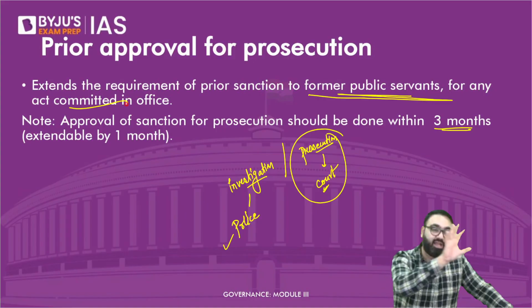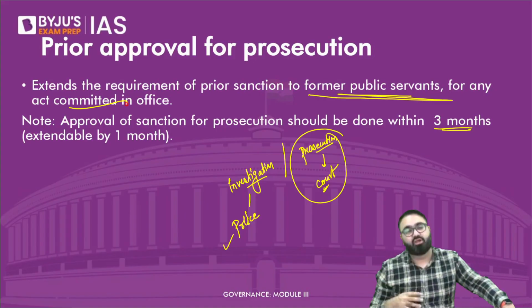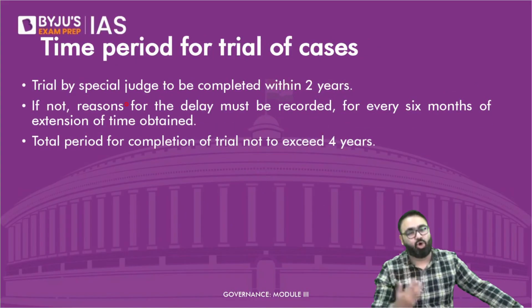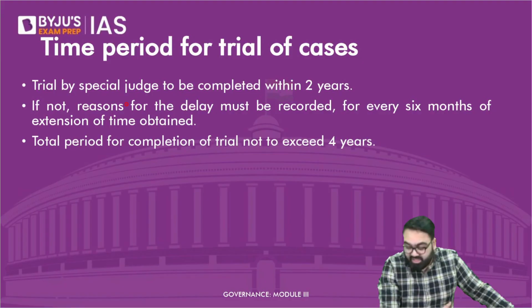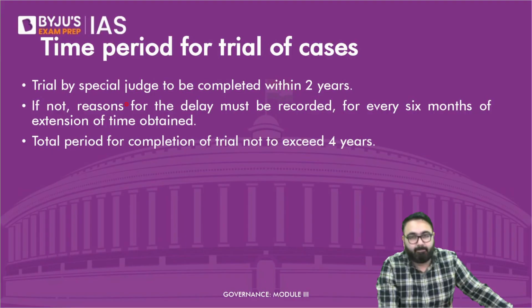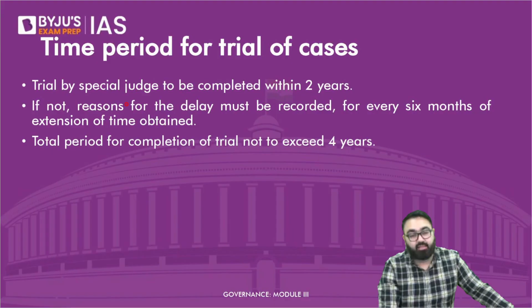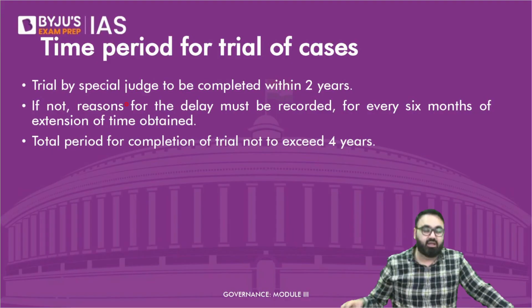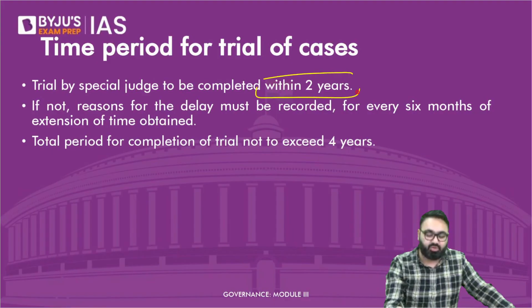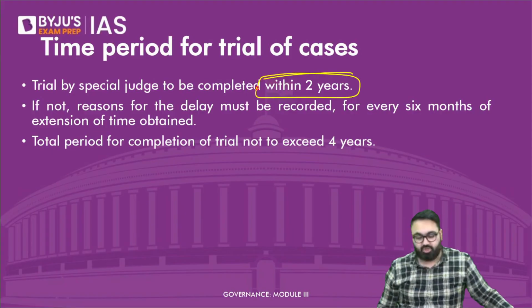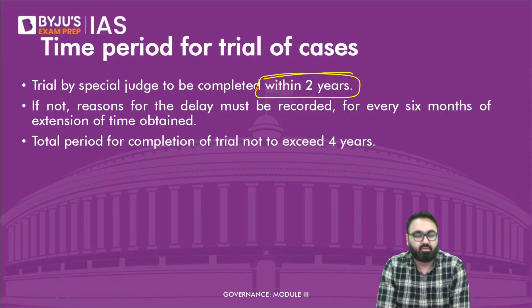Again, for investigation, there is no time limit, so the government can delay it, and does delay it a long time. There is also a time period that has been set now within which the case has to be decided. The cases under this Prevention of Corruption Act will all be decided by a special judge, and the judge has been given the responsibility to complete the trial within 2 years. So within 2 years, you have to complete the trial.